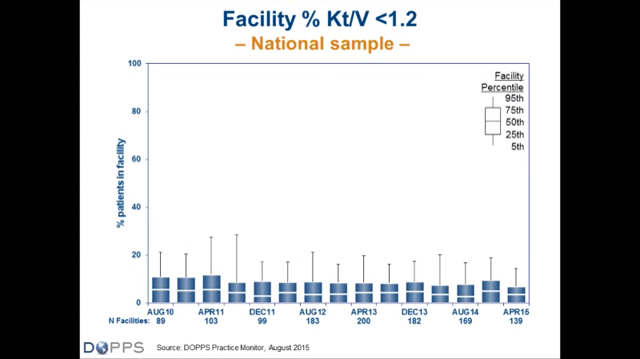Like we saw with the hypercalcemia measure, KT/V at the facility level, proportion of patients less than 1.2. We see on the left side in August 2010, the mean facility had 7.6% of patients with KT/V less than 1.2, and that's declined to 4.9% in April 2015. The 75th percentile has declined from 11.1% down to 7%, and the 95th percentile has declined from 21.2% to 14.3%.